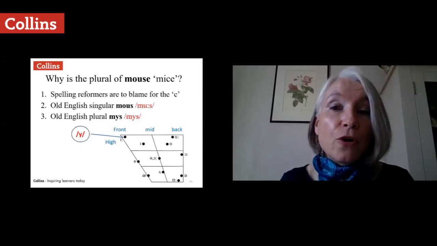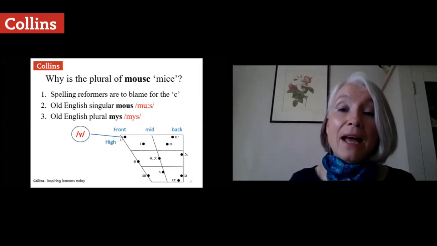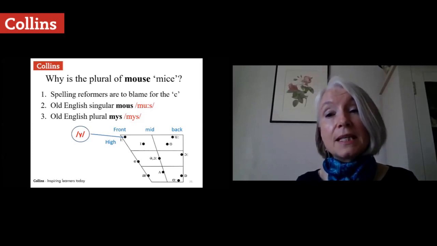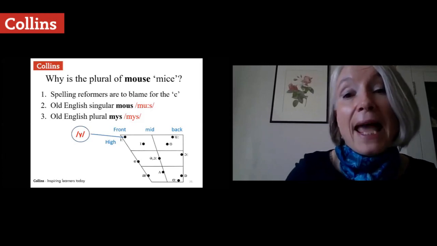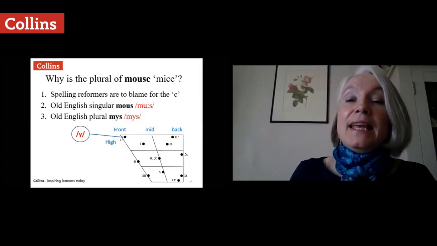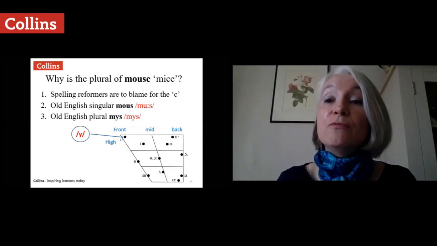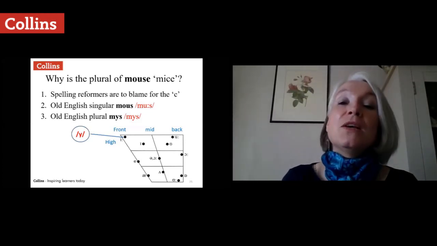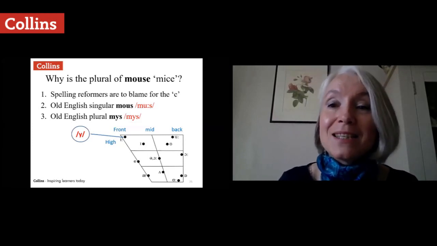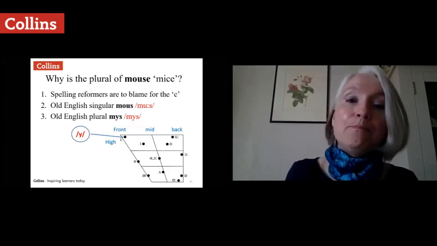I'm going to talk you through the plural of mouse. Why is the plural of mouse mice? So first of all, the spelling reformers in the 16th and 17th centuries are to blame for the C spelling in mice. The C spelling in English for the sound S tends to be used in words from French, city, for example. So the spelling reformers changed the S to C to try to make mice look posher. Okay, so we can park the C.